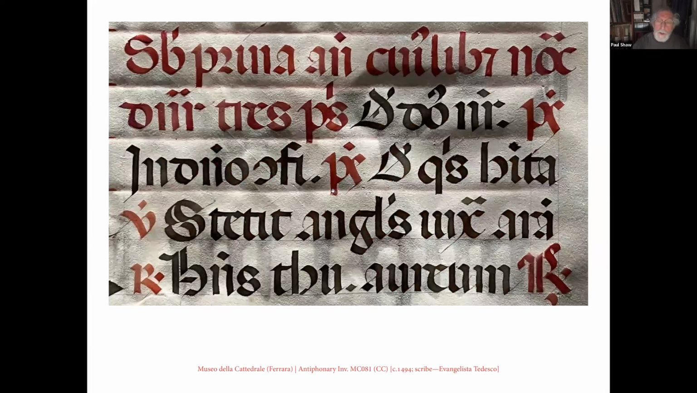This is one shot I took with an iPhone a couple years ago. A fabulous exhibition in the museum in Ferrara, a ton of manuscripts all in a rotunda, all really large. We'll see more from that exhibition. Some of them, according to the notes, are described as by a guy named Evangelista Tedesco. That means he was German. Germans are called Tedeschi, so it was of German origin somewhere.